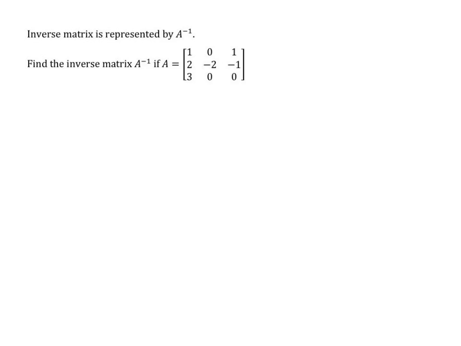Note that the matrix inverse is represented by A to the negative first power. So let's find the inverse of this matrix: 1, 2, 3, 0, negative 2, 0, 1, negative 1, 0. We first need to put it into augmented matrix form with its identity matrix on the right hand side. So it'll look something like this.